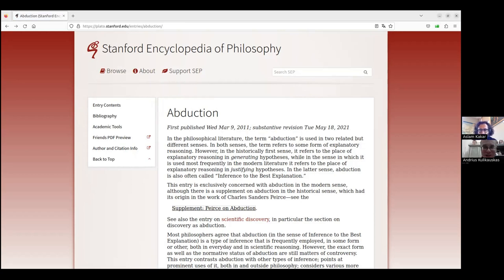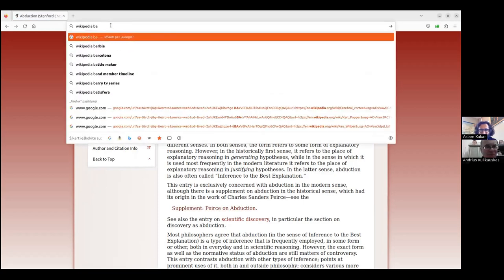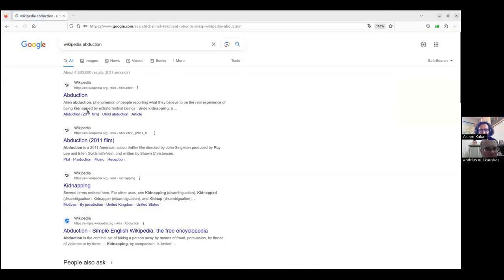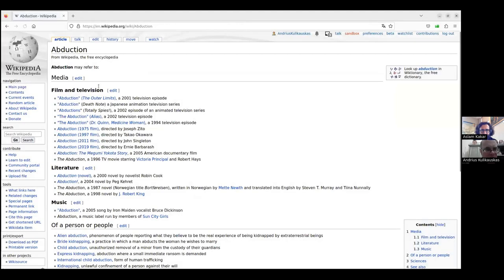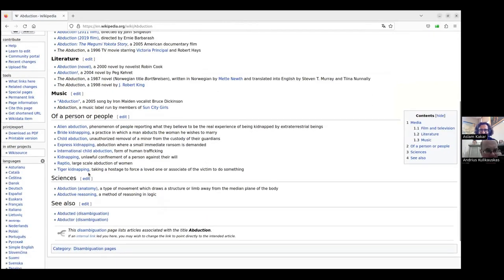I want to find what Wikipedia says, because I like Wikipedia and it's probably simpler. Wikipedia doesn't have much. That means it's a difficult subject. Sciences, reasoning, abductive reasoning. Okay.